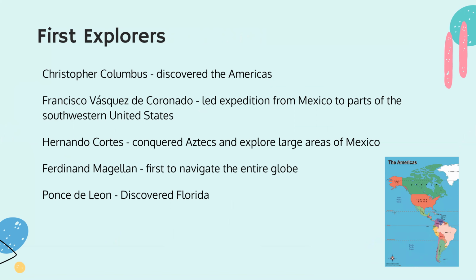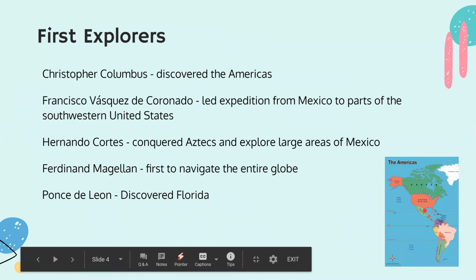Okay, the next explorer is Francisco Vasquez de Coronado. He led an expedition from Mexico, so right here, to parts of the southwestern United States. He pretty much traveled through this area. Well, not little, it's a very large, expansive piece of land.